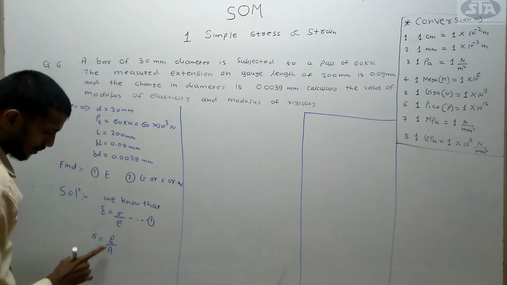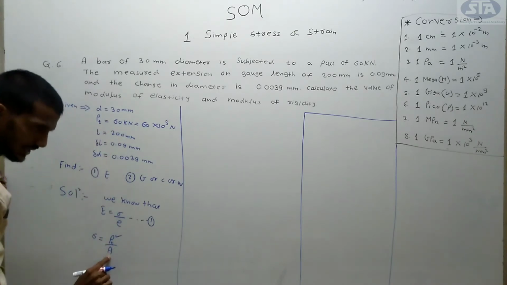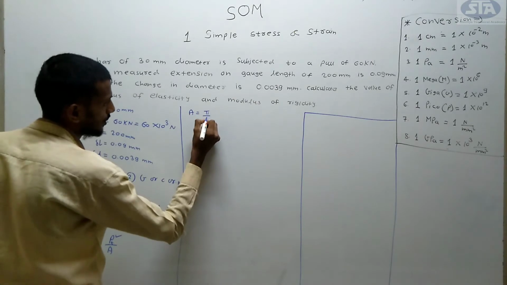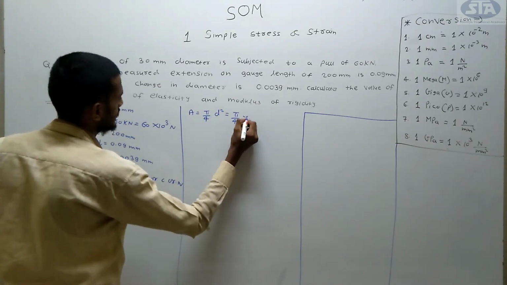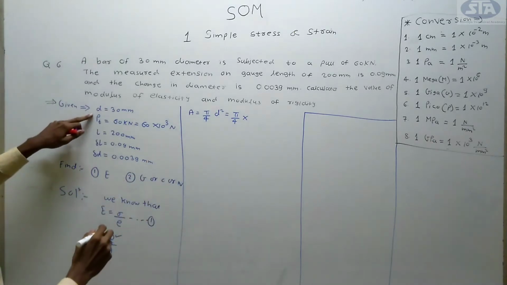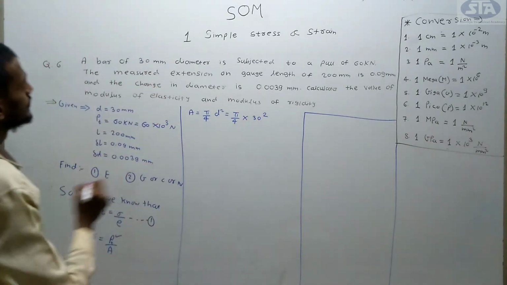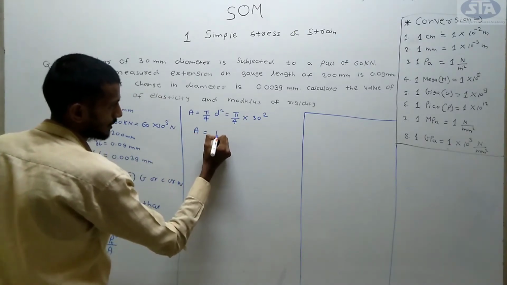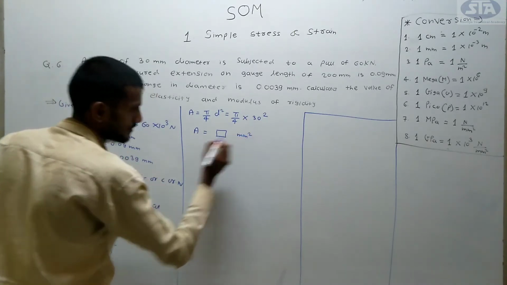Now PT, the tensile force, is already given. We have to just find out the area. Area is equal to pi by 4 d square, that is pi by 4 into 30 square, and the answer comes in mm square.